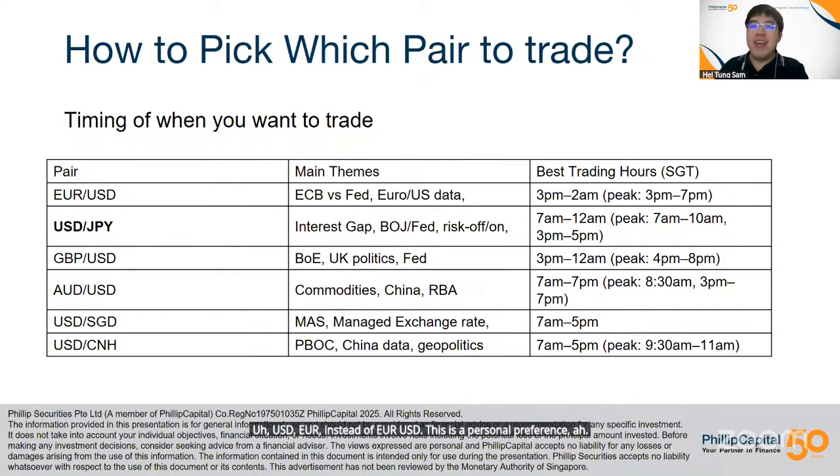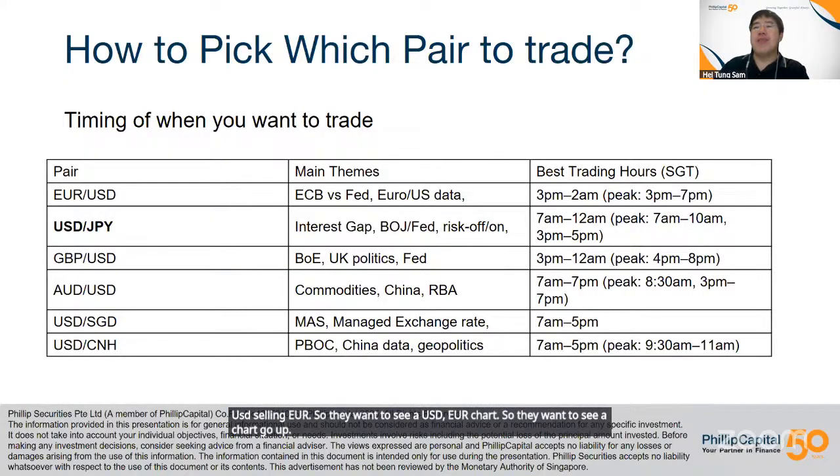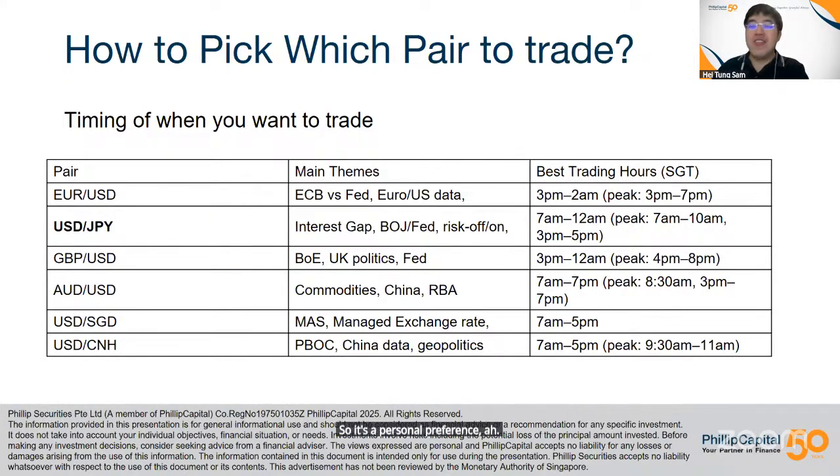Because some people, let's say, when they buy a currency, you're buying the one on the left. So if you see the chart going up, means you're making money. So sometimes, let's say for that case, some people are buying USD, selling EUR. So they want to see a USD EUR chart. So they want to see the chart go up. So it's a personal preference. In the end, the chart should be the same in inverse. Yeah.